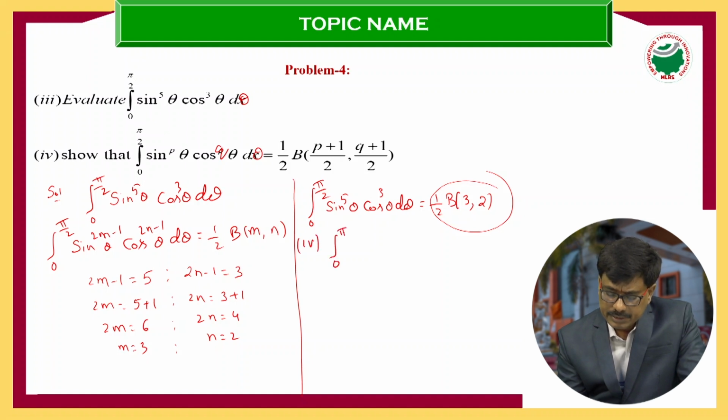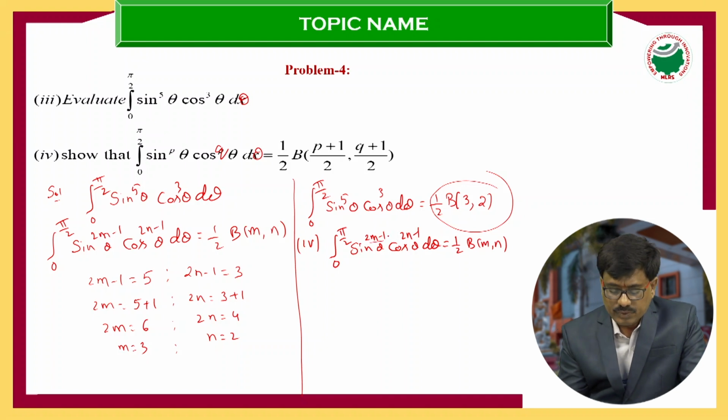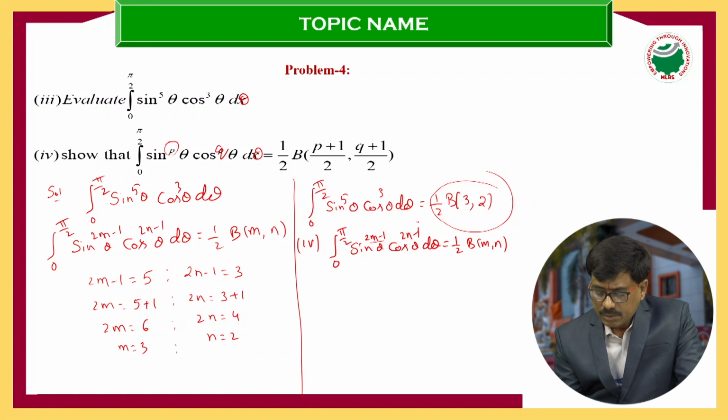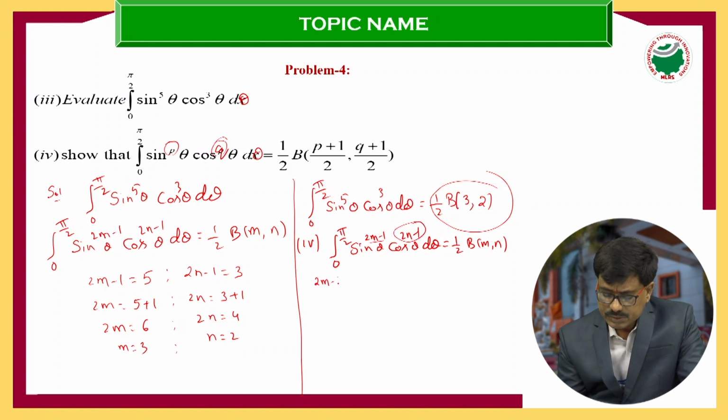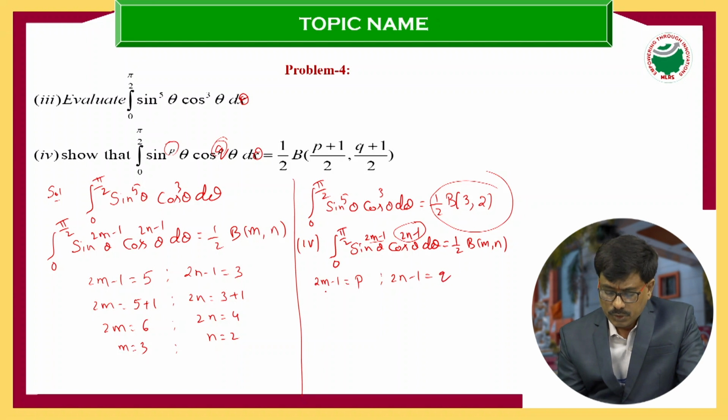Integral 0 to pi by 2 sine power 2m minus 1 theta cos power 2n minus 1 theta d theta equal to 1 by 2 beta of m comma n. We need to calculate m comma n. If I compare 2m minus 1 value with p, and 2n minus 1 value with q, therefore 2m minus 1 is equal to p and also 2n minus 1 is equal to q.